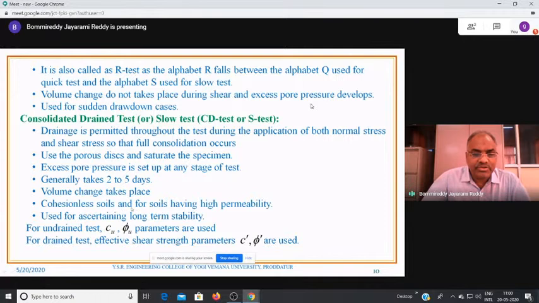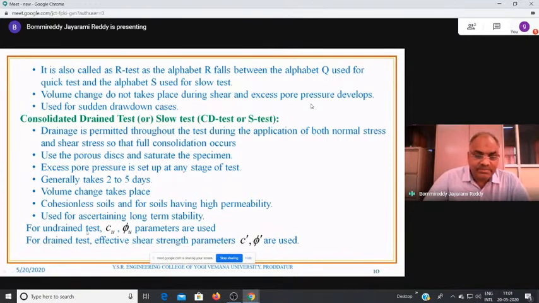And during the entire process, water is allowed, drainage is permitted. Well, since the drainage is permitted, all the parameters will be considered as the effective parameters, that is C dashed and phi dashed. Because here pore water and pore water pressure etc. will be there, and effective stresses or effective parameters are to be considered, C dash and also phi dash.